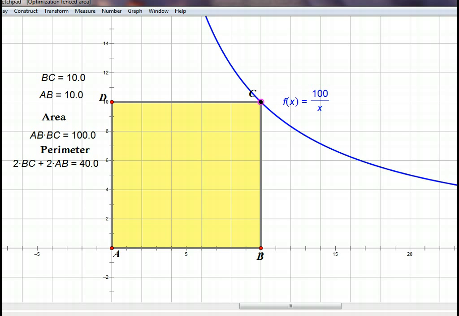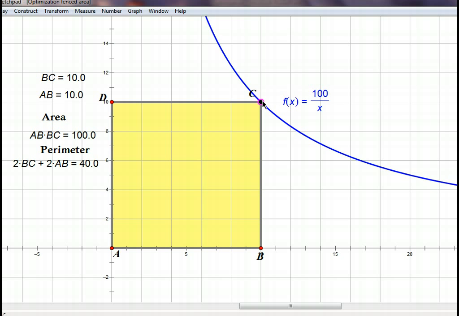Okay, so here we have the curve 100 over x. Any x and y value that satisfy that equation are going to give us x times y equals 100. So what we've done is drawn point C on the curve, and then I just drew a rectangle that's bounded by the x and y axis and the curve. So here we have a square that's 10 by 10. 10 times 10 is 100, so our area is 100, and our perimeter is 40.